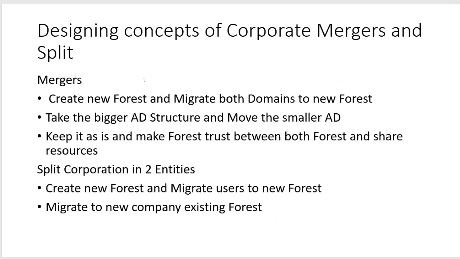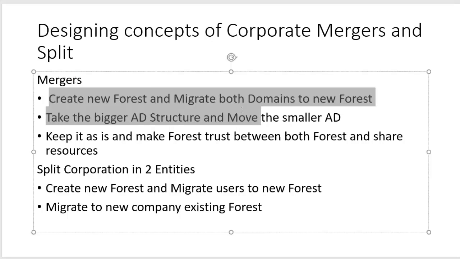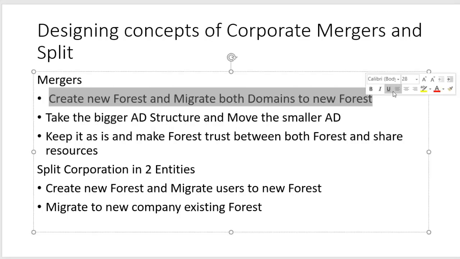I'm going to quickly explain a rough idea of how this works. Let's say a merger happens between two companies. One way, by my experience, is to create a new forest. So you have two forests, company 1 and company 2. Then you create a third forest, and you bring the objects from forest 1 and forest 2 to forest 3, which is the new company. That's one way to design AD.